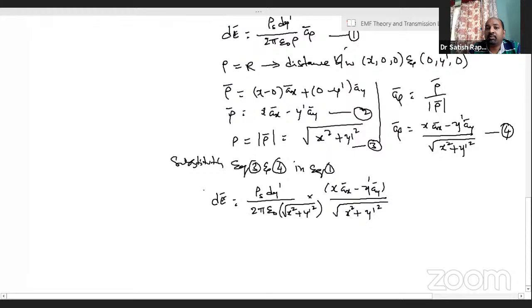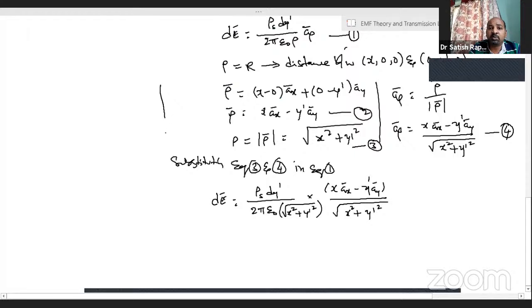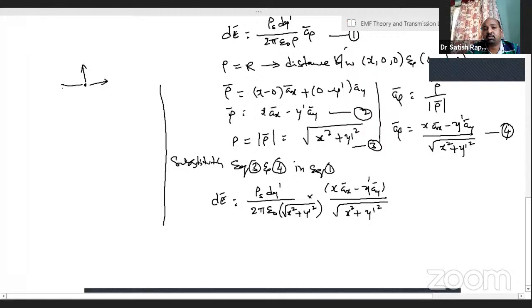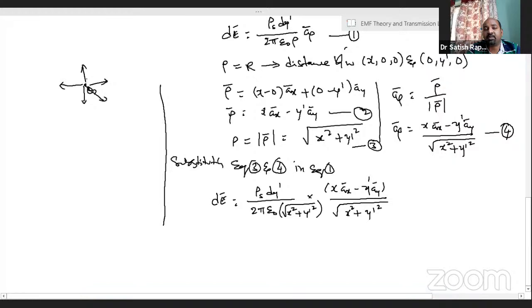And now, as we have discussed earlier, the electric field is normal to the charge which we have considered. For example, for a point charge, the electric field moves away from the point charge. So this is point charge Q, and the electric field directs away from the point charge.